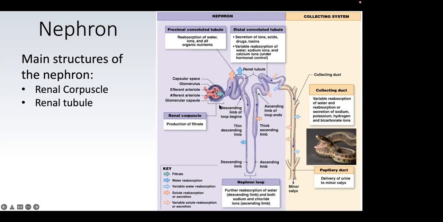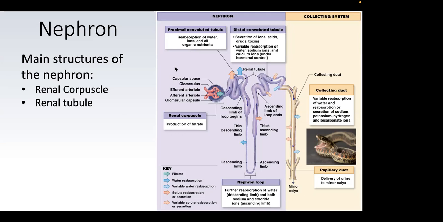There are three components to the renal corpuscle. The renal corpuscle includes the glomerulus, which is a capillary bed. This is essentially a blood vessel. And then this capsule, this clamp, if you will, that's wrapping around the glomerulus. This is Bowman's capsule, also referred to as the glomerular capsule because it's wrapping around the glomerulus.